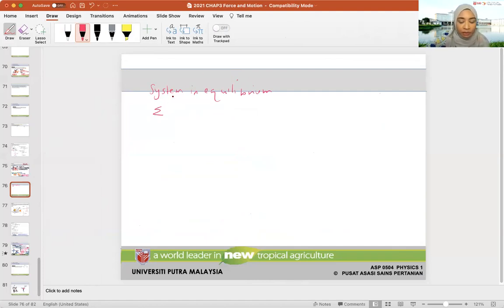4 classes. So a system in equilibrium means that the net force acting on the object is equal to 0. What does that mean? It means that you have 0 acceleration. Therefore, you will have conditions where v is constant or v is 0. So this is your situation. And when you draw your free body diagram, you start with your free body diagram and then you state your condition.